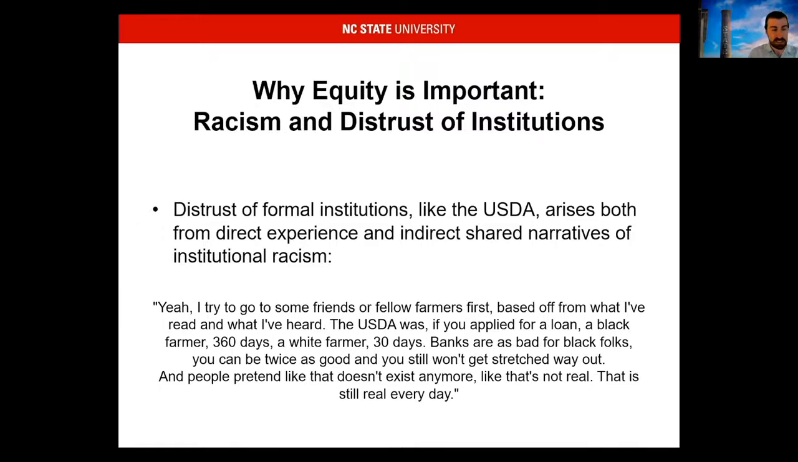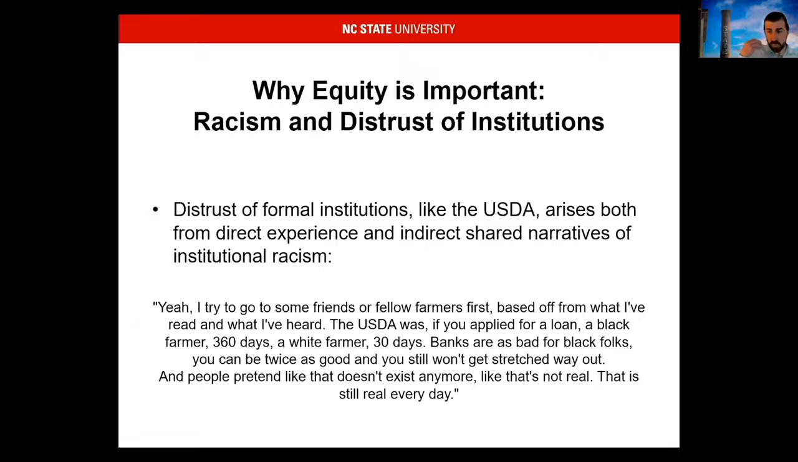And that distrust not only has negatively impacted the farmers, right, but it can also impact the polity overall, right? Increasing levels of distrust means that certain things that are going to require social solidarity become much harder to do.